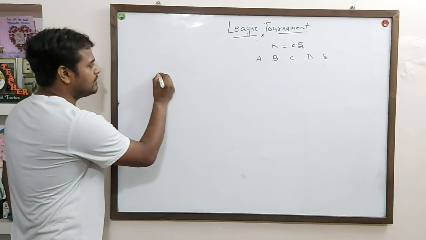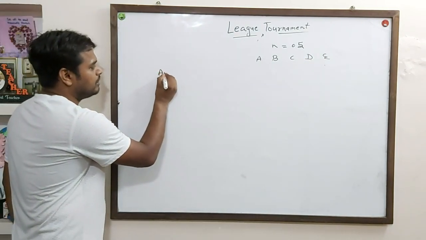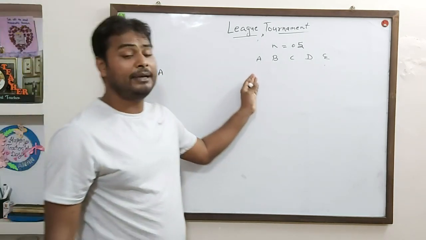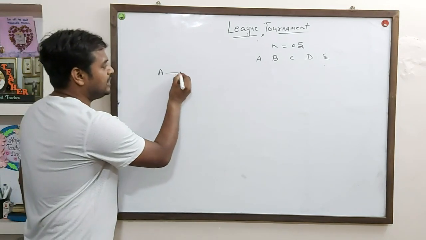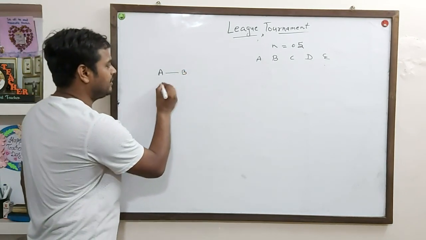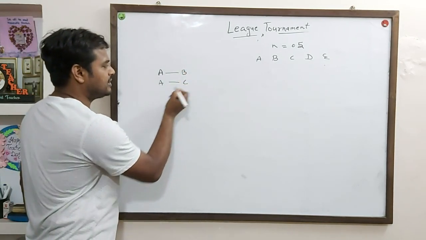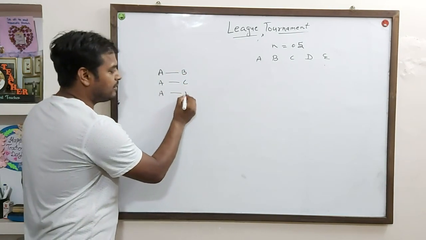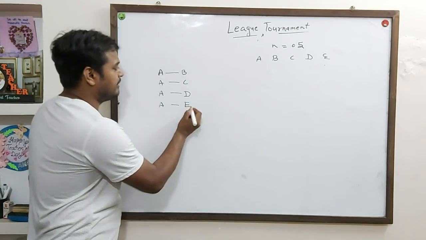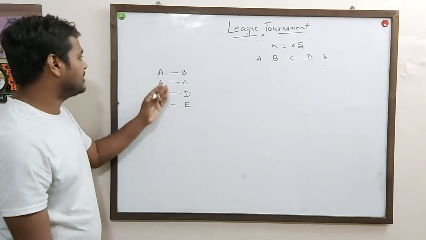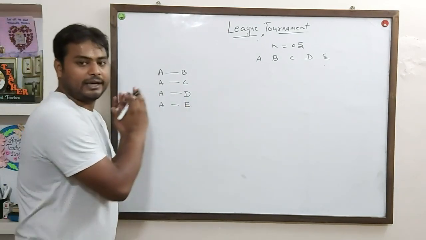So according to the definition, each team will play with every team. First we will conduct team A's matches. So team A versus team B, team A versus team C, team A versus team D, and team A versus team E. As you can see, team A played with all the teams.